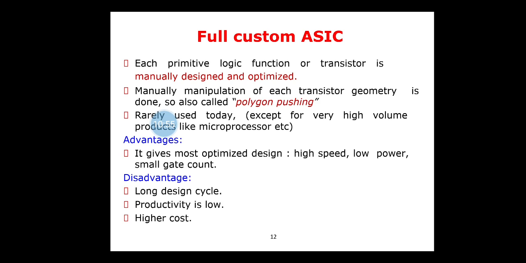In full custom ASIC, the primitive logic function of the transistor is manually designed and optimized. So all the work is designed by the designer. Everything has to be done by the designer. That is manual designing, optimizing, everything. Manual manipulation of each transistor geometry is also done, so-called polygon pushing. Rarely used today except for very high volume products like microprocessors. Advantages: it gives the most optimized design, high speed, low power, small gate count. But disadvantages: long design cycle, low productivity and high cost.